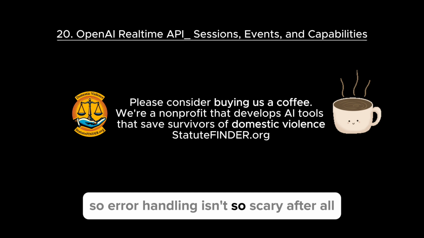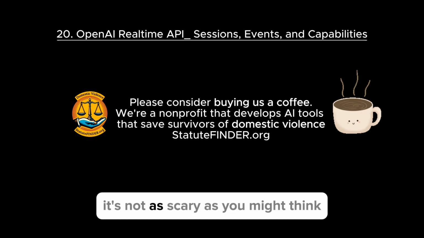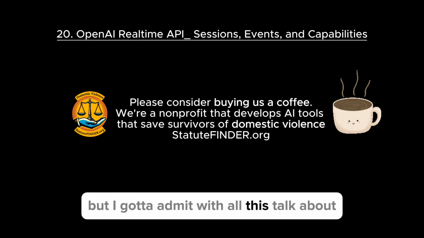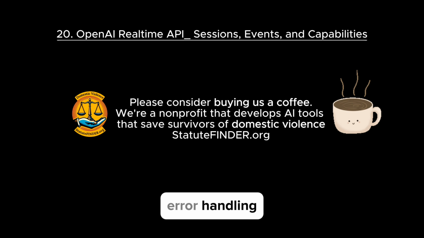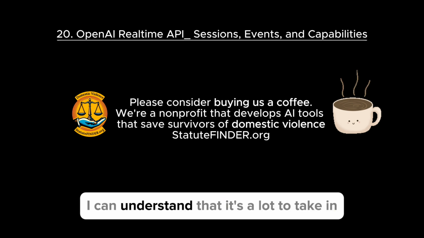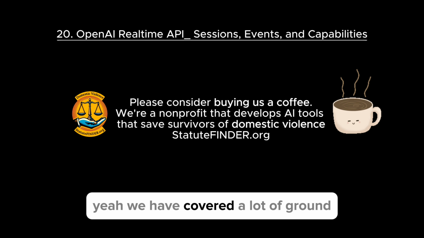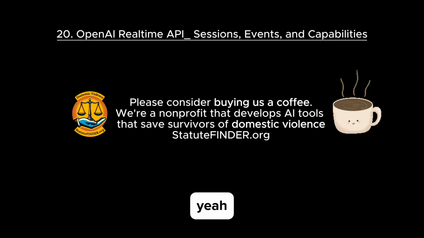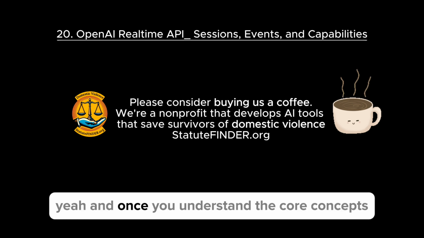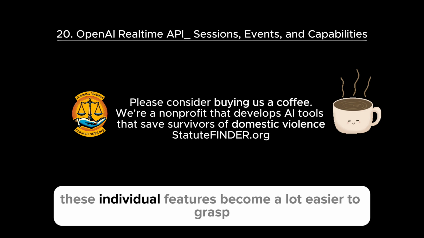So error handling isn't so scary after all. It's not as scary as you might think. We actually have tools to help us understand what's going on. Exactly. But I've got to admit, with all this talk about events and error handling, I'm feeling a little overwhelmed. I can understand that. It's a lot to take in. Yeah, we have covered a lot of ground. But I think the main takeaway is that the Realtime API is built on a logical foundation. And once you understand the core concepts, these individual features become a lot easier to grasp.